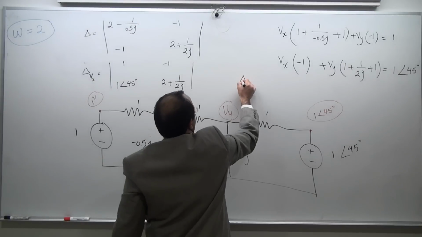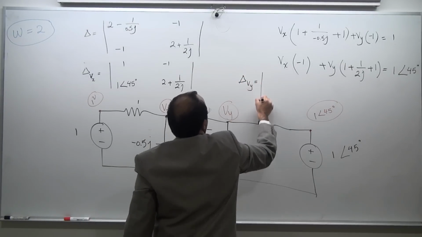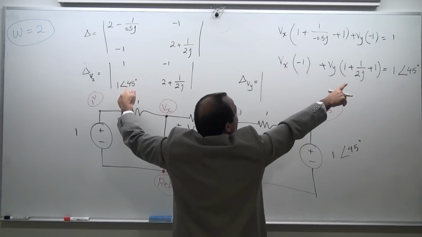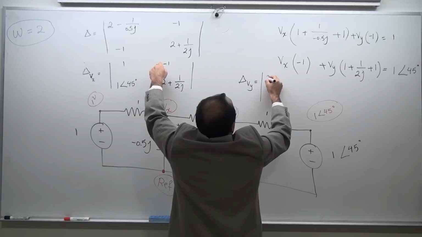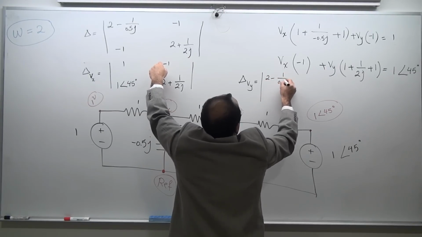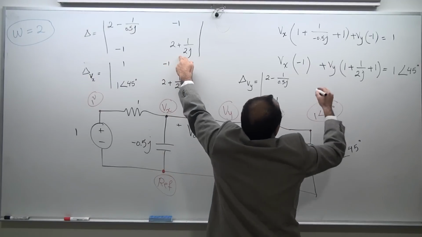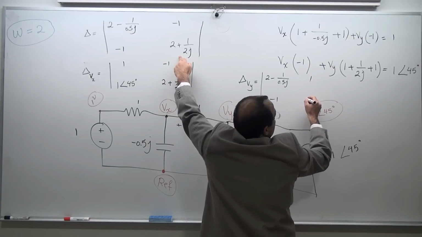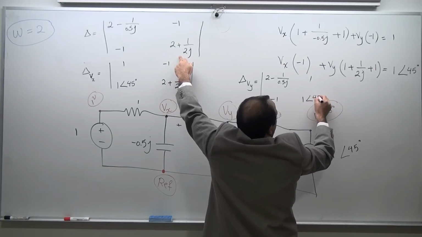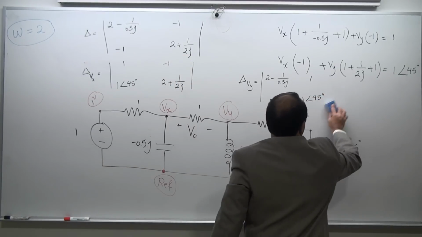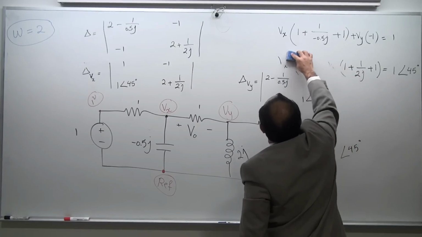What is my delta Vy? I'm going to have this system, but the second column is now replaced with the right-hand side. 2 minus 1 divided by 0.5j, minus 1 remains intact. This one is going to be replaced with 1 angle 45 degrees. Because I'm short of space, I'm going to eliminate this for now.